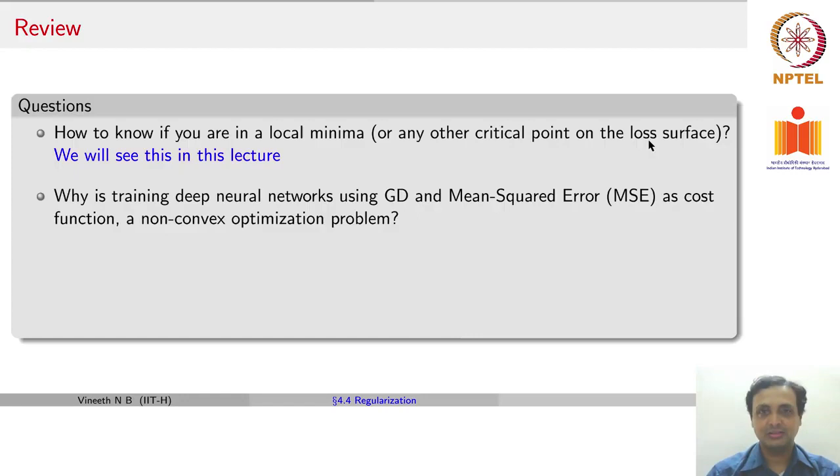The second question that we left behind was, why is training deep neural networks using gradient descent and mean squared error as cost function a non-convex optimization problem? I think we should probably spend some time here. Hope you tried to answer this question and you have a good understanding of convex and non-convex functions. But let's very briefly review that before answering this question.